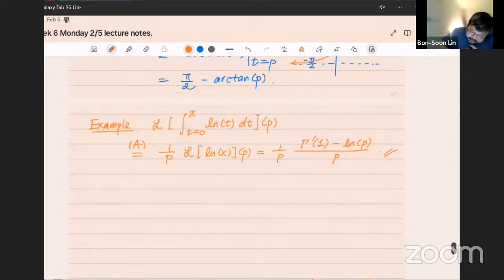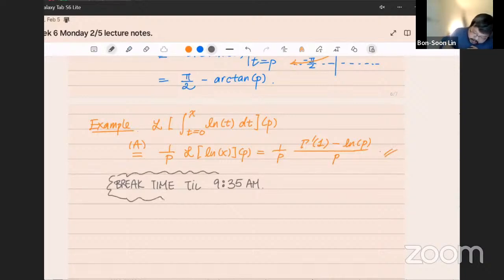All right. So let's take a break till 9:35. And then we'll come back, and we're going to talk about these two new objects. One is called the Dirac delta function, and the other is called the convolution. So, all right, take a break.